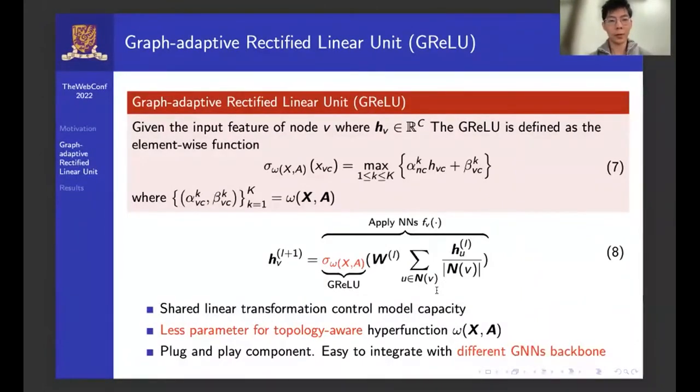So by using the parametric ReLU, the GReLU function, we can make this message passing paradigm more flexible. First, we only assign different linear functions to different nodes. We do not share a linear transformation, which means we can control the model complexity. The W here is the same for the different nodes, and this means we can use fewer parameters for the topological aware hyperfunction. And since the ReLU function is a plug and play component, we can easily integrate it with different GNN backbones.